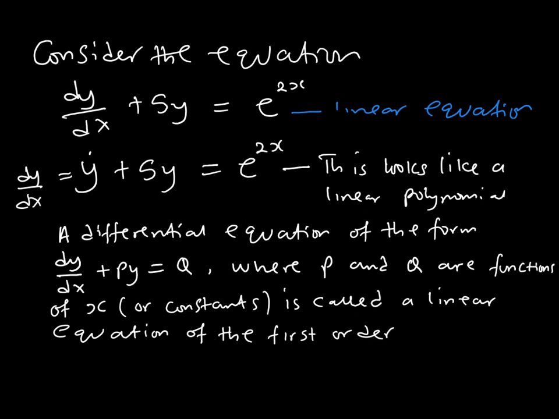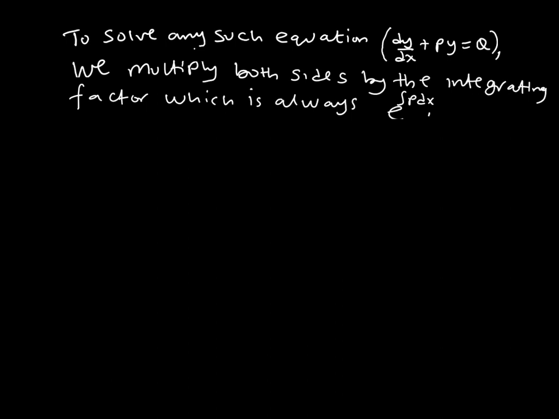Okay, so how do we solve these equations then? If they are equations of the first order and they are taking this form, how do we solve them? So to solve these equations, we make use of the integrating factor. These are the equations I'm talking about. Okay, dy dx plus py equals q, where p and q are either functions of x or they are constants, or one is a function of x and one is a constant, whatever.